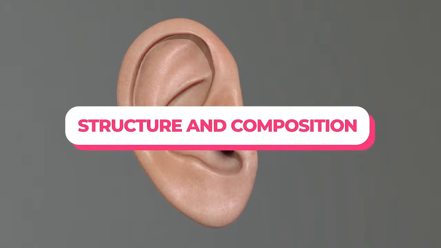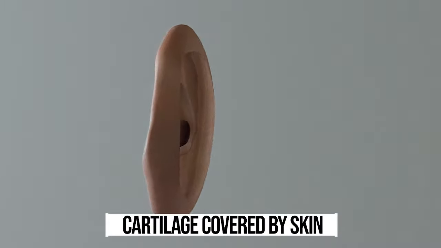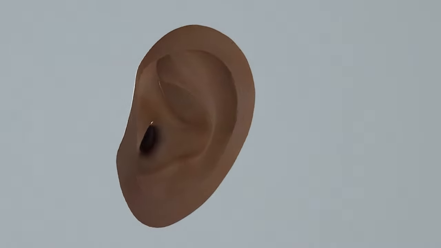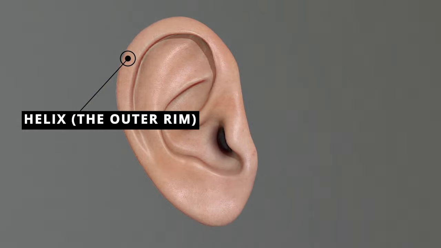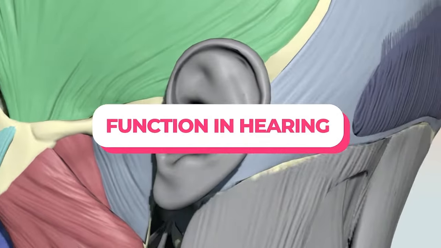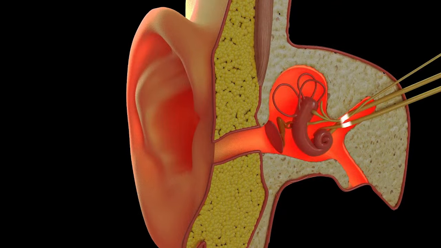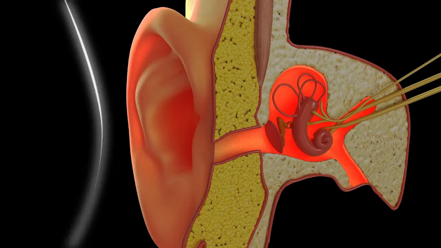Structure and composition. The pinna is primarily made up of cartilage covered by skin. The cartilage gives it a firm yet flexible structure. It has a unique, complex shape with ridges and folds, such as the helix, the lobule, and the tragus. Function in hearing. The primary function of the pinna is to capture sound waves from the environment and funnel them into the ear canal towards the eardrum. Its shape is designed to efficiently collect and direct sound.